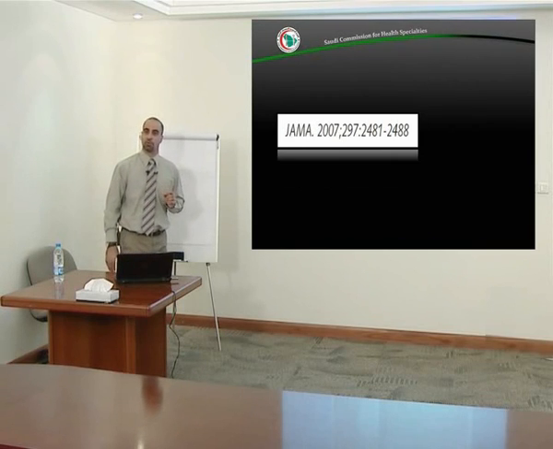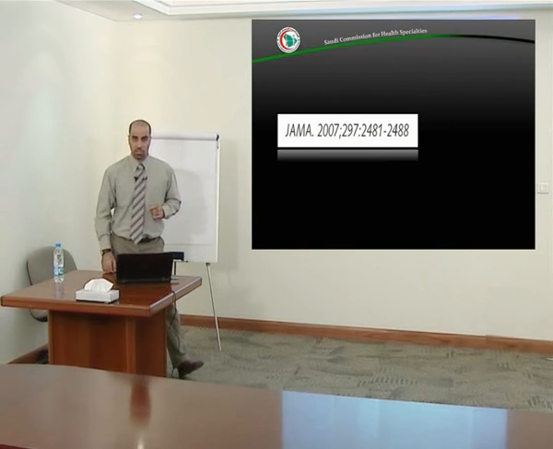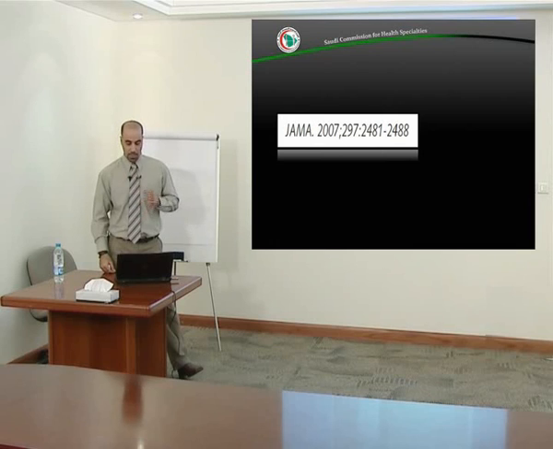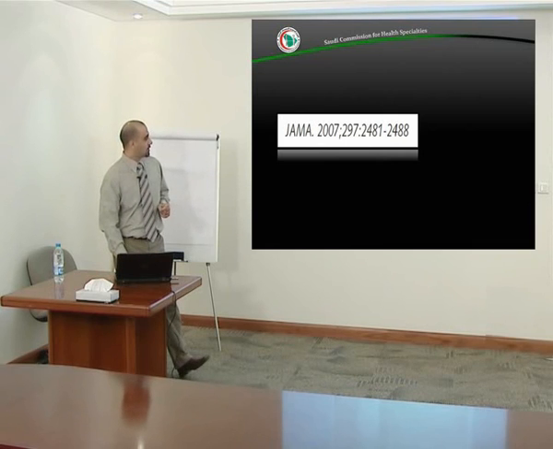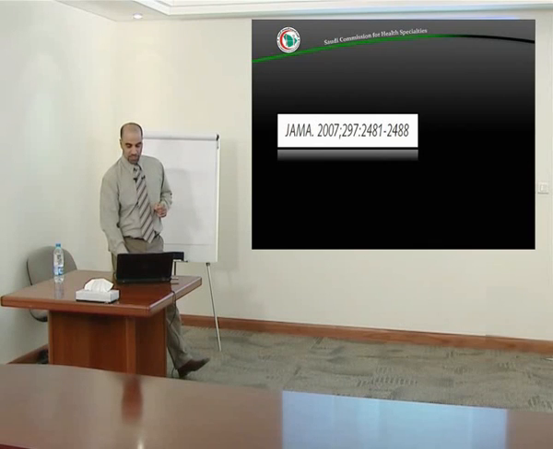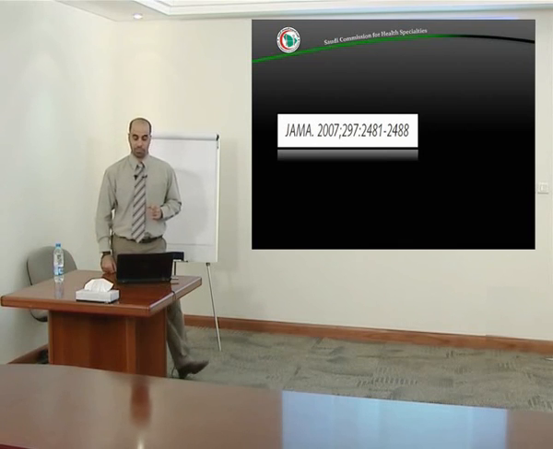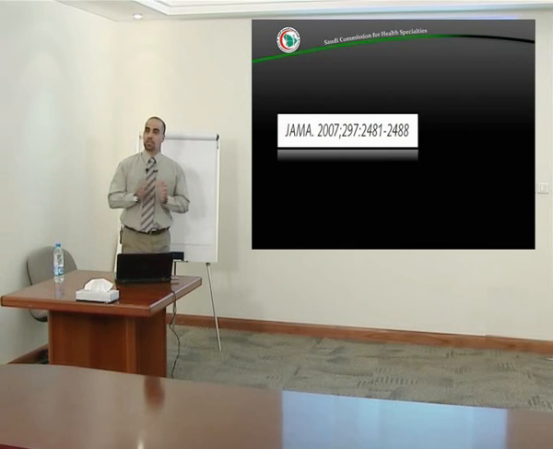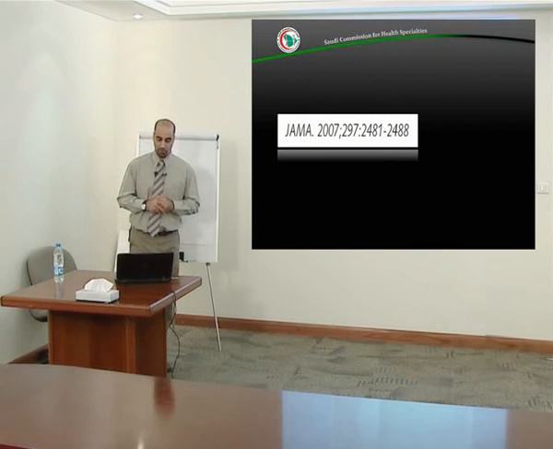The second thing that you should look for in an article is the publication or the reference. In this case, it is JAMA. JAMA is the Journal of the American Medical Association, and it's one of the best journals in the medical field. The year is 2007. 297 is the volume. 2481 to 2488 are the pages of the paper. So basically, this is a way to identify the article in terms of where it is published, when it is published, the volume of its publication, and the number of pages.